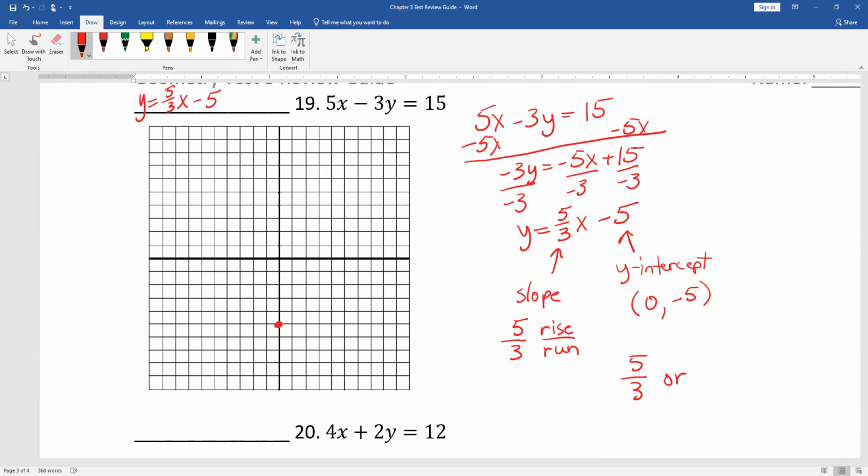Because what's a negative divided by a negative? It's still positive. So that helps you find that third point. You don't need 3, as long as you've got 2, you can draw a line from it. But if we started with our y-intercept of -5 and we have our rise over run, what direction do I go 5 points? Let's use this one.